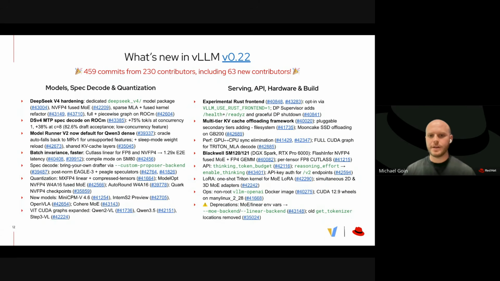For speculative decoding, we've started working on a more pluggable drafter infrastructure with the custom proposer backend. So hopefully in the future, there'll be more flexibility and pluggability in introducing new types of drafter models or drafter structures of models. We've also started work on an experimental Rust frontend.